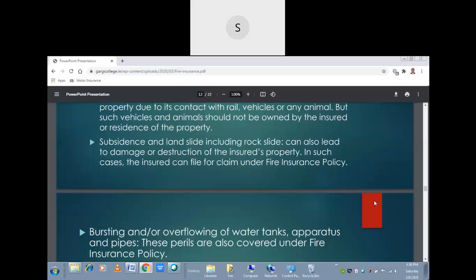Even Darjeeling. Yes, all these rock slides can also lead to damage or destruction of the insured property. In such cases, the insured can also file a claim under the fire insurance policy. That is, a fire insurance policy is not given only for fire; landslides, natural calamities, or impact damage are also covered over there.